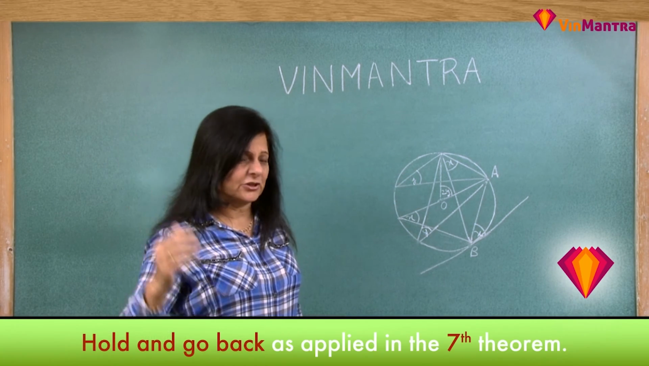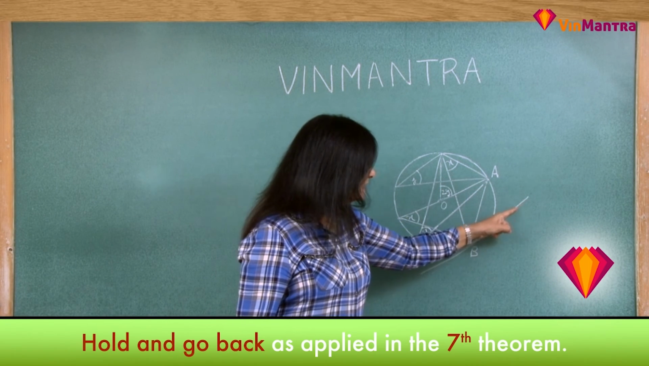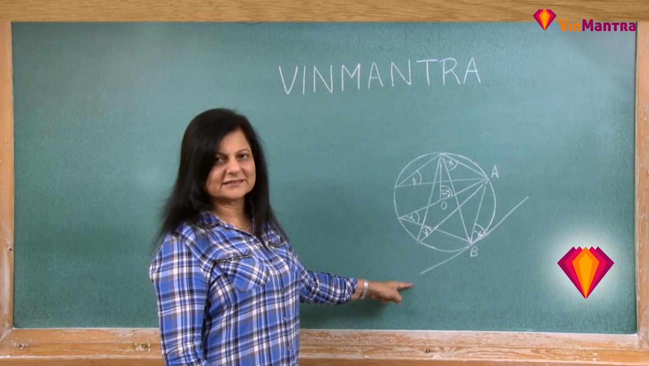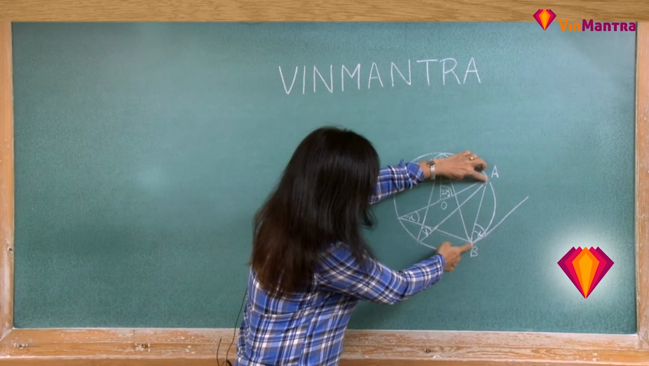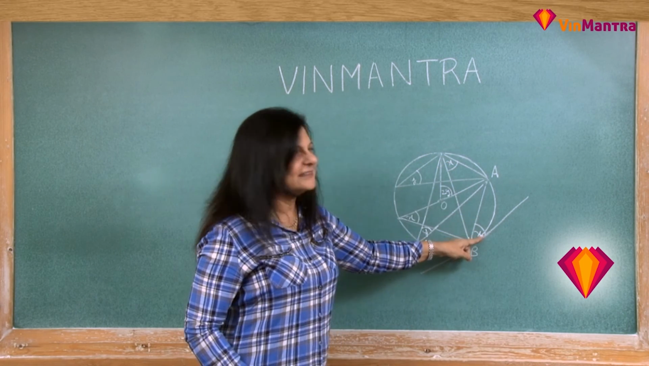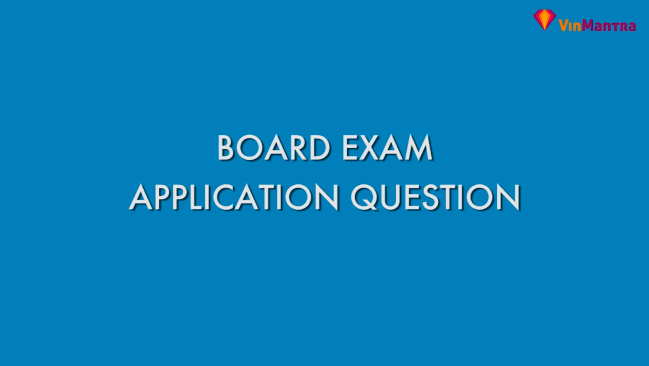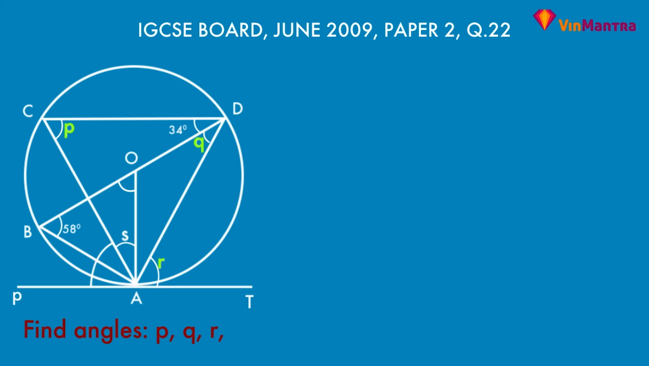For the seventh theorem, chord AB makes an angle with the tangent. Hold the chord and go back in the alternate segment. These two angles would be equal. Now let's apply whatever we have learnt in IGCSE board June 2009 paper 2 question 22. We have to find angles P, Q, R and S.